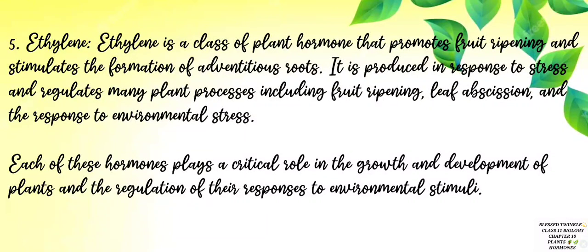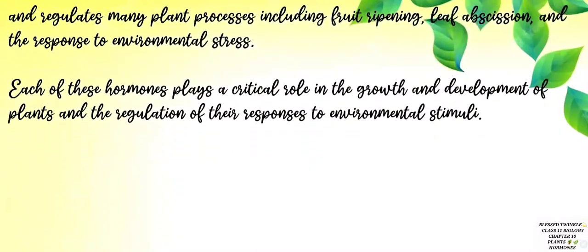It stimulates adventitious roots or makes them expand more deeply into the earth. It is produced in response to stress, as abscisic acid, and regulates many plant processes like fruit ripening, leaf abscission, and response to environmental stress. Each of these hormones plays a critical role in the growth and development of the plants and the regulation of their responses to environmental stimuli.